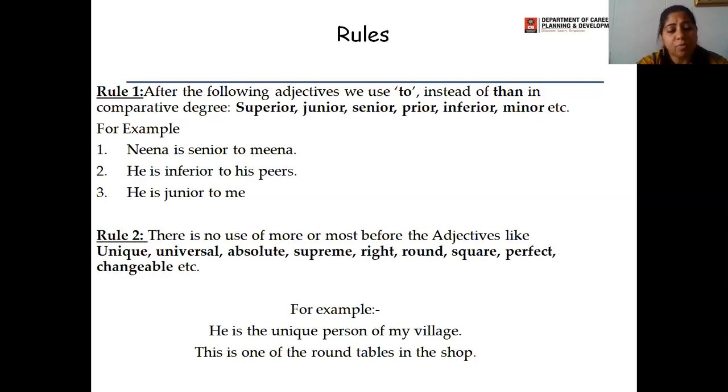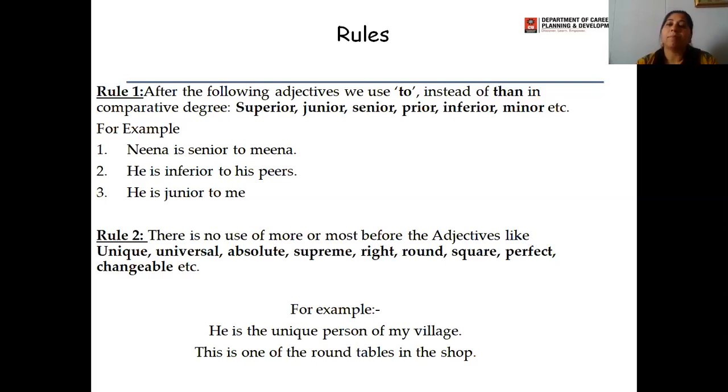Nina is superior to Meena. What are we doing here? We are doing a comparison between Nina and Meena. So we are saying that Nina is superior, not than Meena, but to Meena, right? He is inferior to his peer. When we are doing a comparison between two people, we will never use "than", we will always use "to". He is junior to me, right?